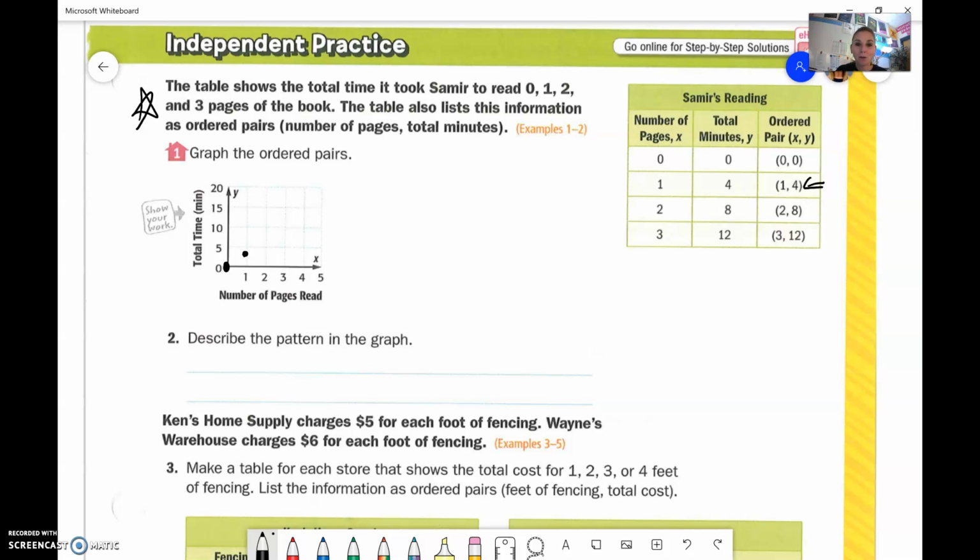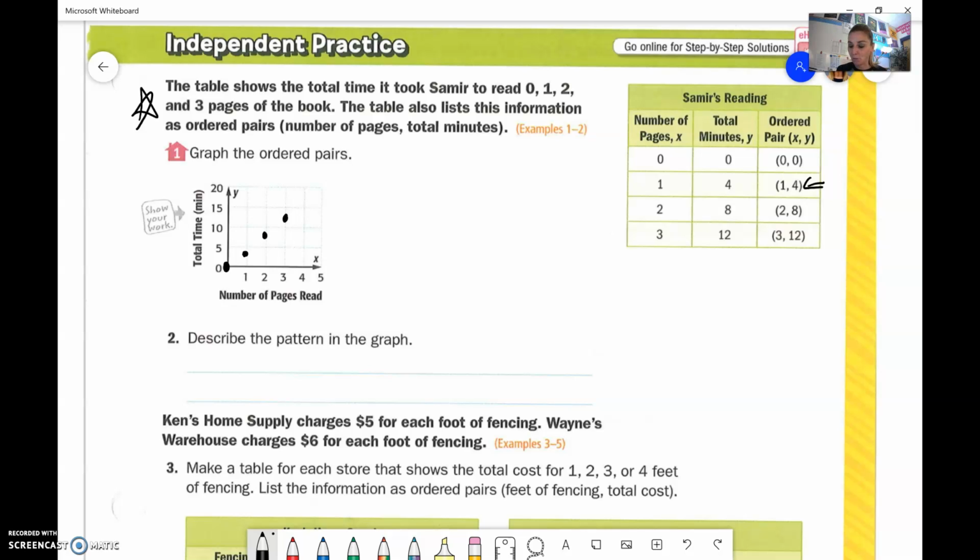It's not going to be perfect, and I'm not going to be particular in looking at your ordered pairs to make sure they're directly where they need to be. If it looks close to where it's supposed to be, good. If you put one all the way up here, then that's a problem, because it's not 120. It is 1, 4. Okay, the next one is 2, 8. And the last one is 3, 12.